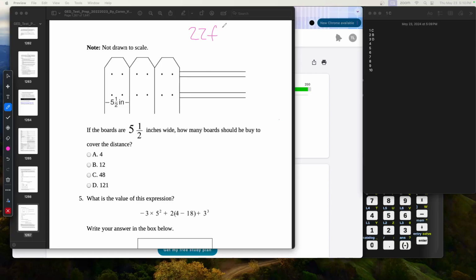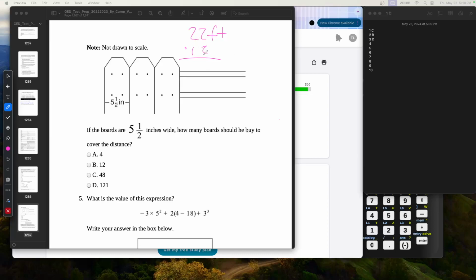So 22 feet, let's go ahead and convert that to inches. We can do that by multiplying by 12, right? Because each foot has 12 inches. So let's do 22 times 12. Hopefully this isn't an issue. If you struggle with any of this stuff, just let me know. We can focus in on it. For math, you want to take concepts one step at a time, right?